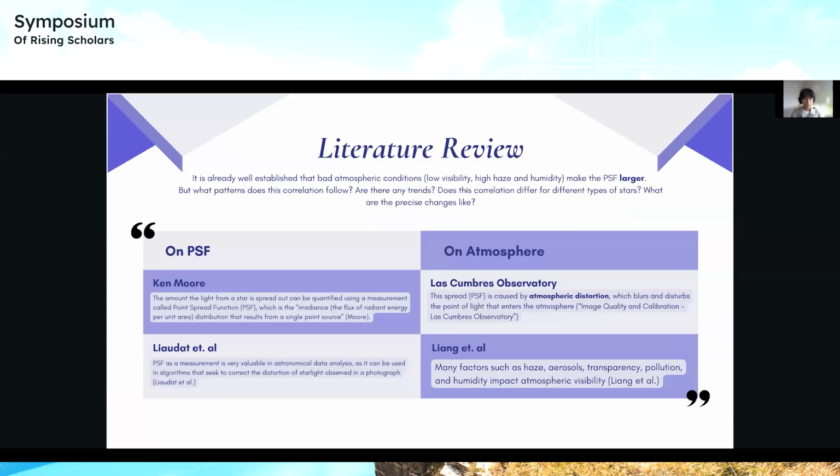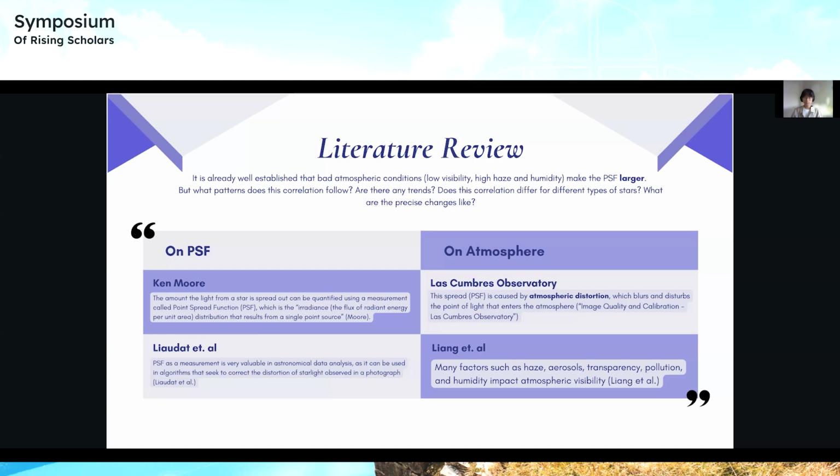So yeah, just a literature review to justify my background and my research question. These two sources that you see on the left did a really good job of explaining point spread function and its role in astronomical data analysis. On the atmosphere, the Las Cumbres Observatory does a very good job defining that the point spread function is caused by atmospheric distortion, which blurs and disturbs the point of light that enters the atmosphere.